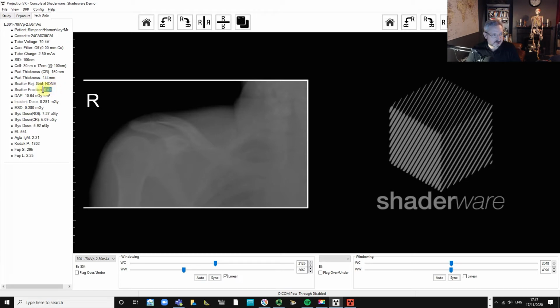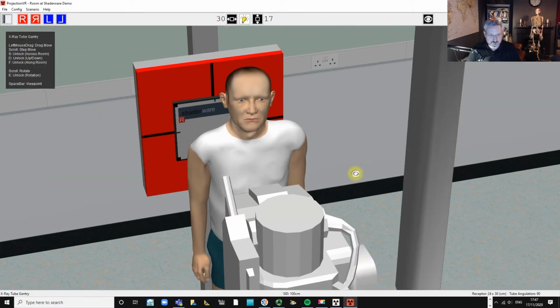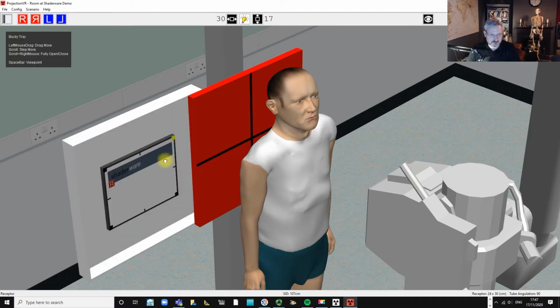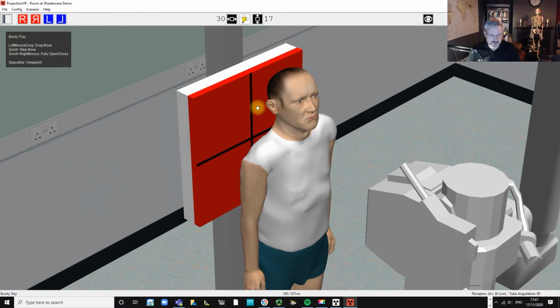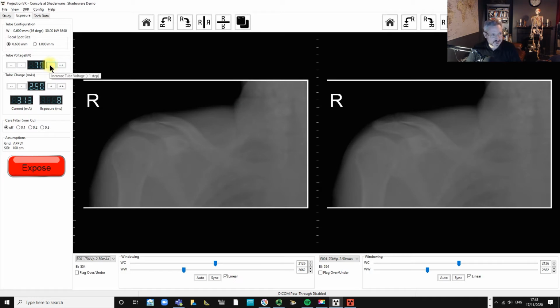Yeah, the scatter fraction is 60%. So what I'm going to do is I'm going to pop this in the grid. Generally speaking, I think most machines wouldn't need this, but we're going to pop this in the grid and we're going to expose this again. And then I'm going to use the rule of thumb, which is add 5 kV and double the mAs. And then expose that for a grid exposure.